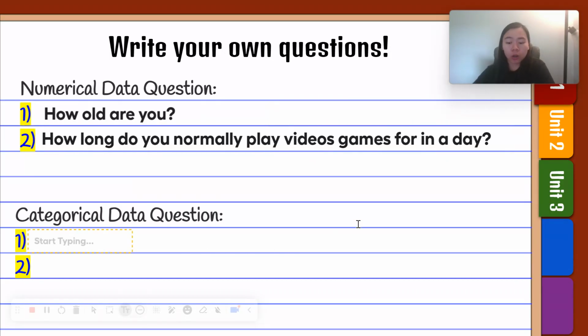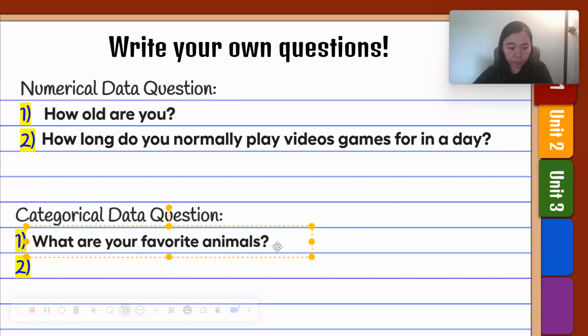Categorical data are questions that would result in a word answer. Remember, we saw that pattern in the sort, a lot of what questions or a lot of this and that questions. What are your favorite animals? Okay, that answer should be a word, should be that animal name. What's another question?